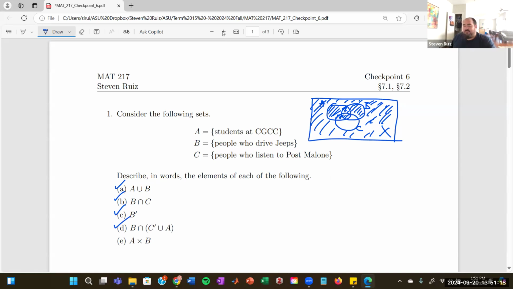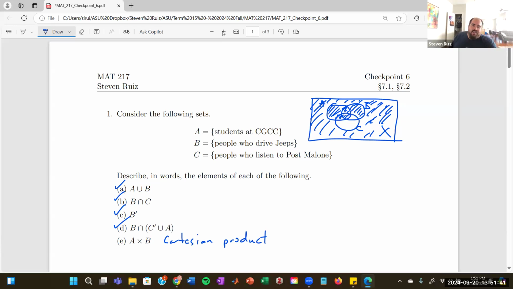All right, and finally, A times B. We don't really read that as A times B. Typically, we'll read that as A cross B, but this is what's called a Cartesian product, which is not the same thing as when you think of a product where you multiply two numbers together.